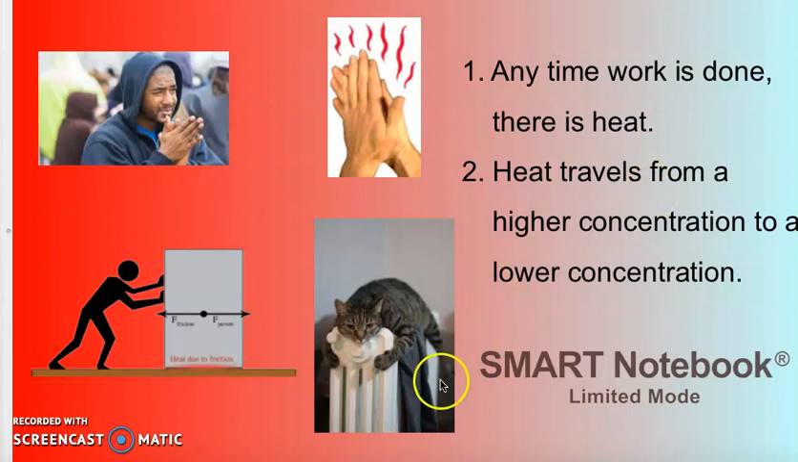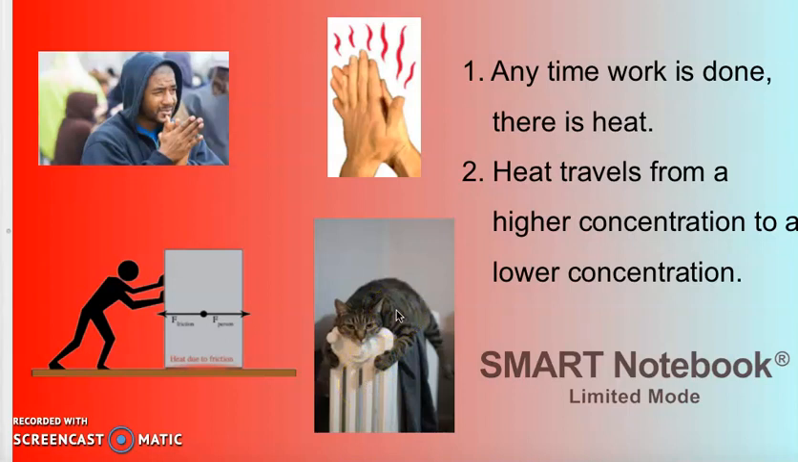Look at this picture here. Here we have a radiator, which is an old-timey way of getting heat into a room. So it's warm, and here you have a cat whose body temperature is warm also. So you have two things that could potentially warm each other. But in this case, the one that is hotter, most likely the radiator, is going to warm the cat. You will not have the cat warming the radiator because it has less concentration of heat.